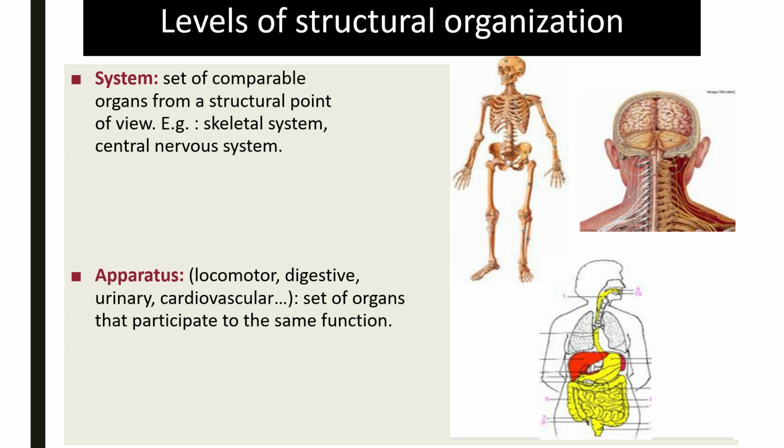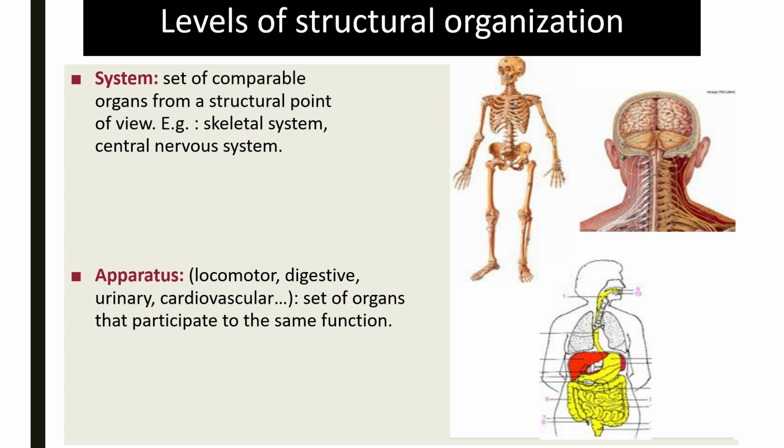Now we need to define two entities, a system and an apparatus. What is a system? It's a set of organs made up of the same tissues. We'll talk about the skeletal system and the central nervous system, for example. It's a set of organs but made from the same cells and tissues. So a system is a set of organs whose common feature is the tissue from which they are made.